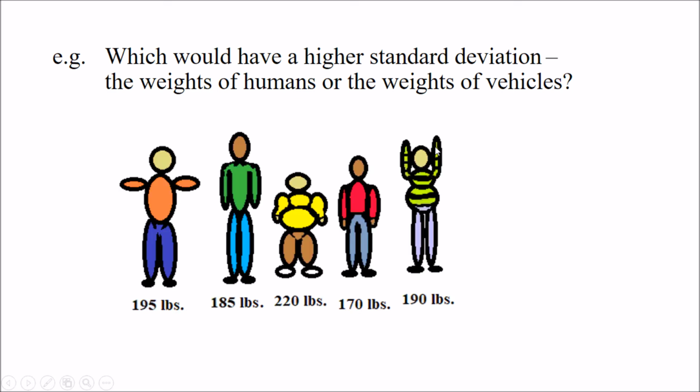Well, let's think about that for a moment. Here are 5 randomly selected people and their corresponding weights. The person on the left is 195 pounds, the person in the green shirt 185, the middle person 220 pounds, the person with the vest is 170 pounds, and the person in the striped shirt 190 pounds. If we calculate the average, we get 192 pounds. That's adding up all their weights and dividing by 5.